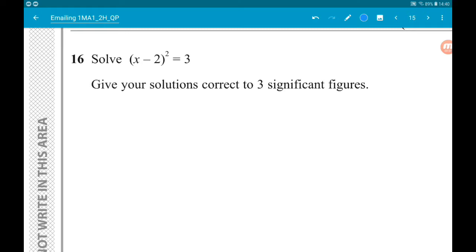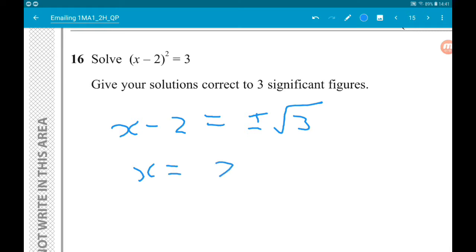So we get x minus 2 is equal to, now you need to be very careful here, when you square root, you get 2 answers, positive and negative. So we get plus or minus root 3. So, then if we add 2, we get x is 2 plus or minus root 3.